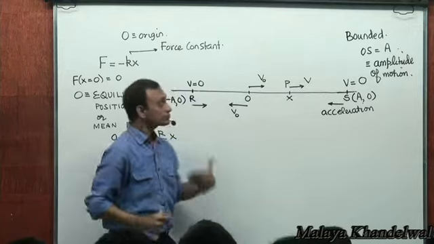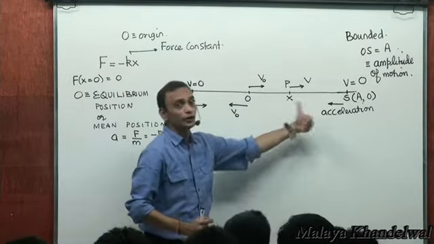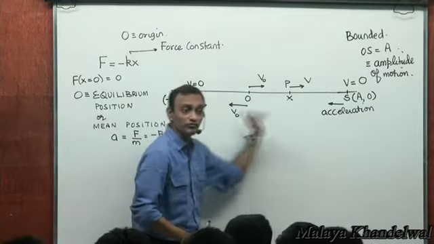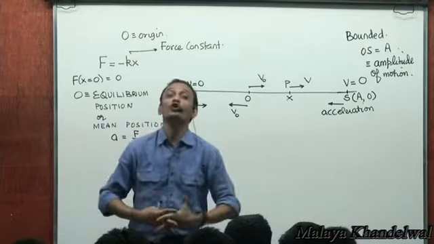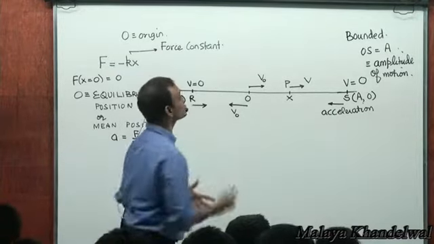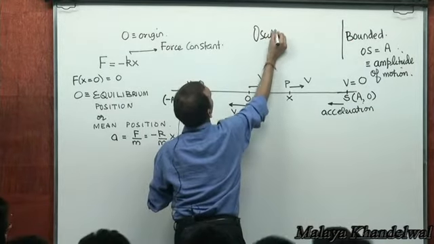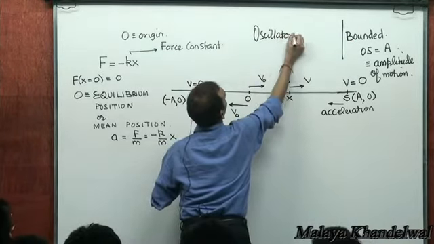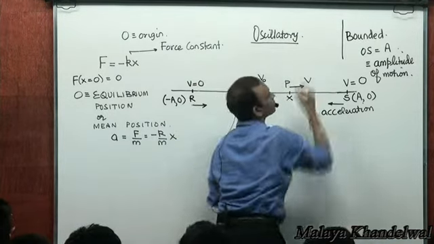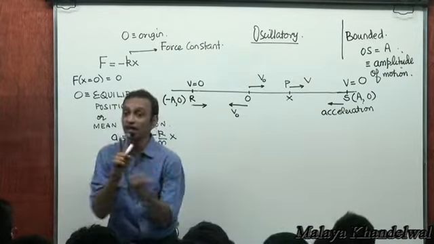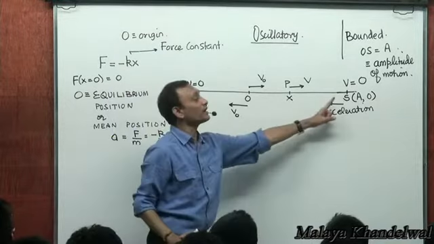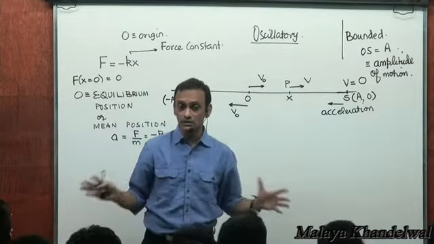The particle continues to move back and forth, back and forth. The motion is therefore oscillatory in character. The motion therefore is not only bounded, it's also oscillatory in character. It'll oscillate between R and S, right?